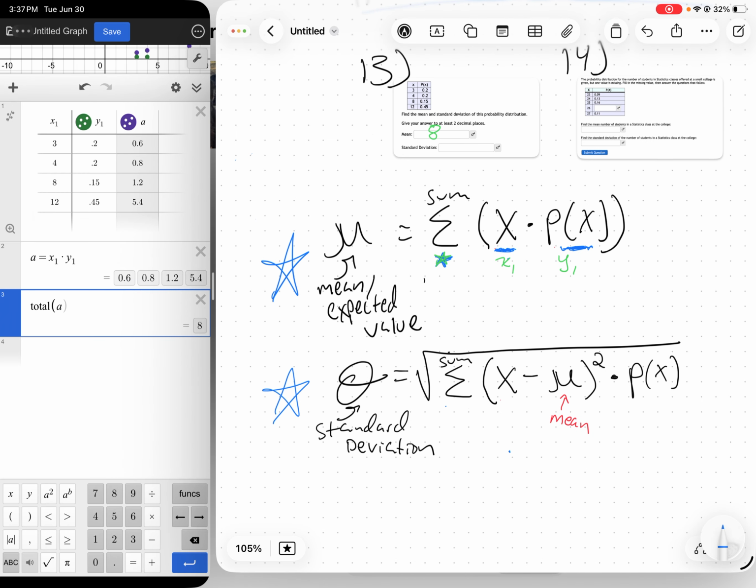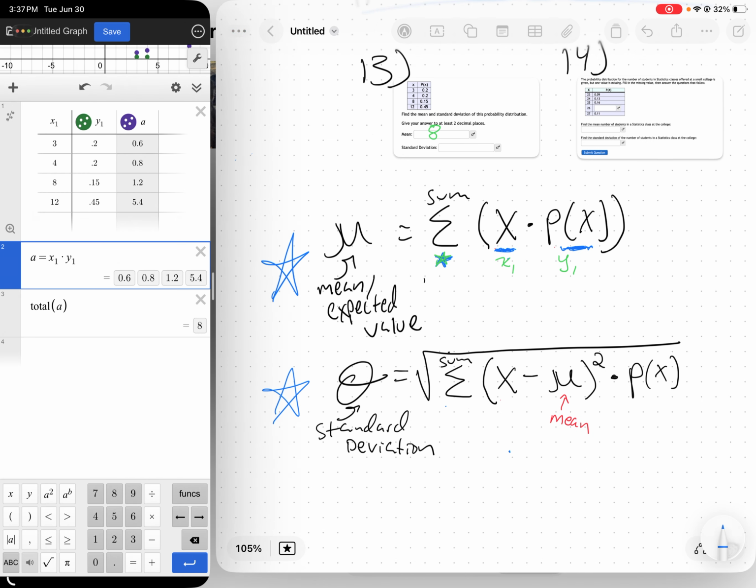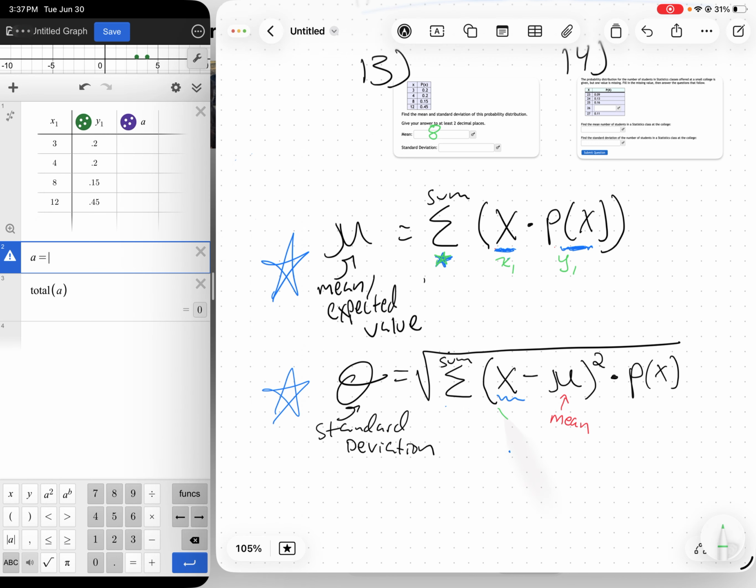So I'm going to go back to my Desmos and I'm going to delete A, just what A is equal to. But I'm going to leave the A up in the table. I'm going to leave total A below it, as we're going to need all of those things in order to find the standard deviation. So as a reminder, we put all of our x values in x1. We put all of our y values in y1. So let's go put this into Desmos.